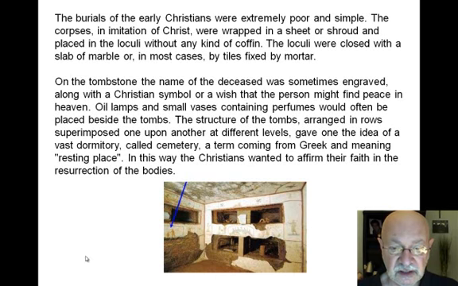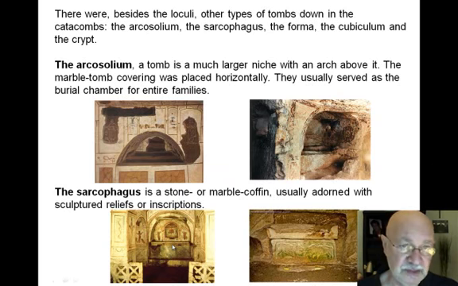On this particular crypt from the catacombs, you see I put an arrow. You can see a fresco of Christian symbols. Here's another one. This happens to be a baptismal image. There were, besides the loculi, other types of tombs down in the catacombs. The arcosolium, the sarcophagus, the forma, the cubiculum, and the crypt are all types of tombs.